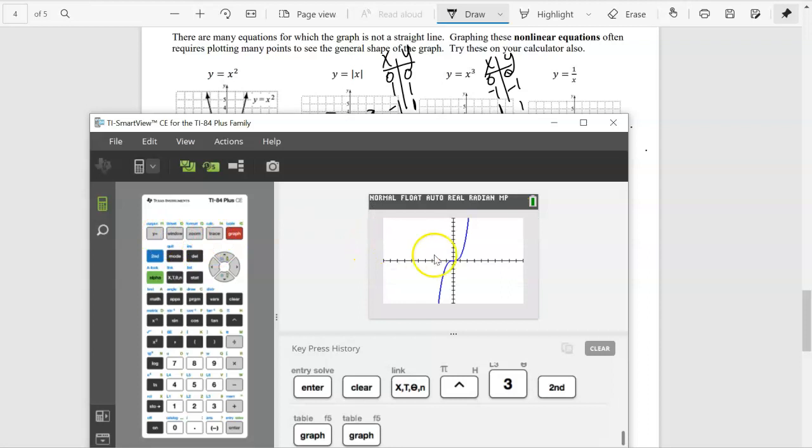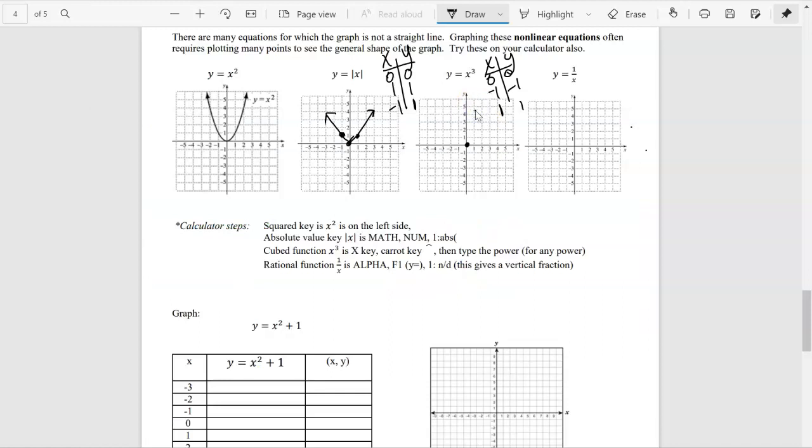When you hit graph, it kind of makes a snake shape. So (1, 1), because if you just plot these points, you're not going to see that. It does something similar to a snake when you have an x to the third, and these are called root functions.